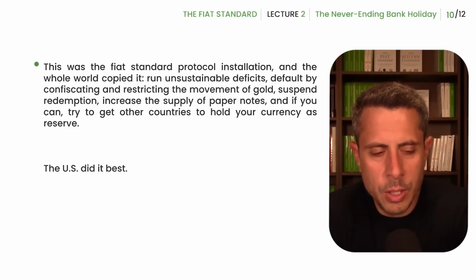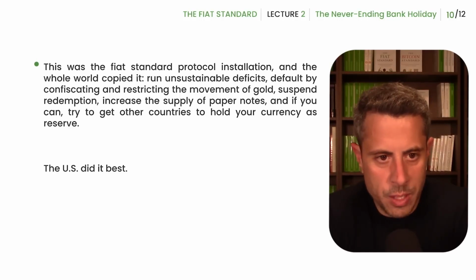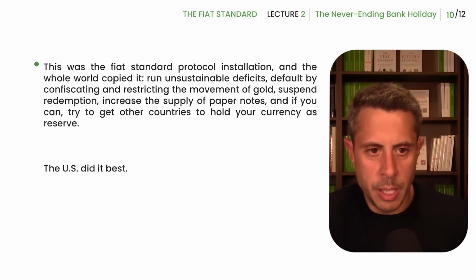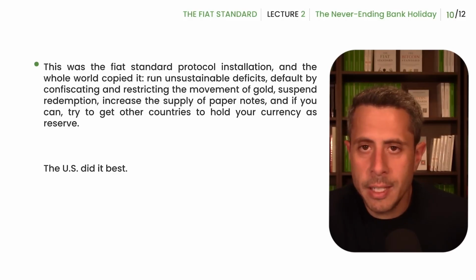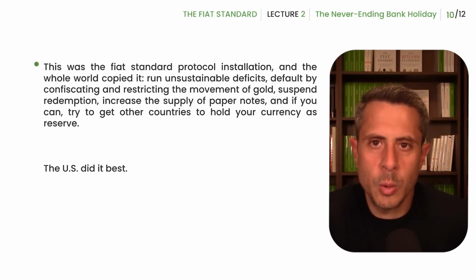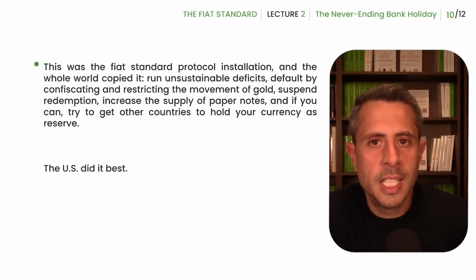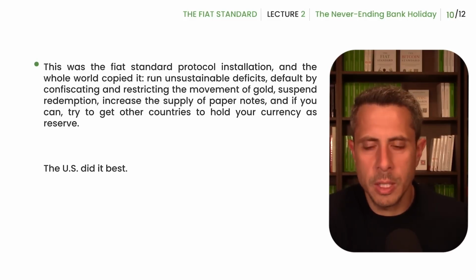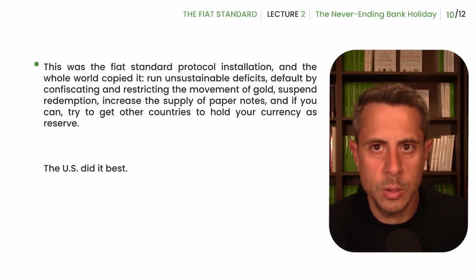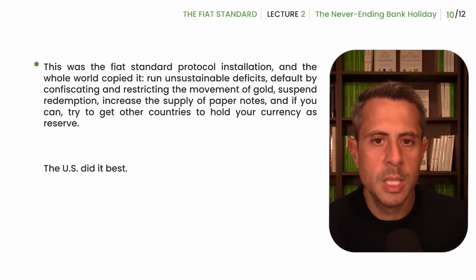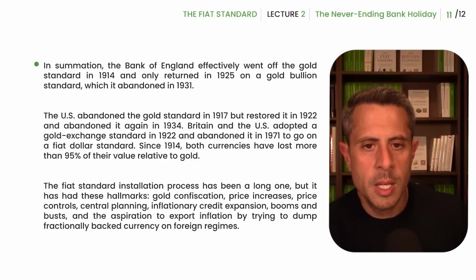And of course, you restrict the movement of gold. You stop banks from using gold, and you stop international trade being based on gold. You suspend the redemption of gold. You increase the supply of paper notes. And if you can, you try to get other countries to hold your currency as a reserve. This is a very important part of it because this prevents your currency from devaluing a lot. And of course, the US did it best in the post-World War II system, in the Bretton Woods system.